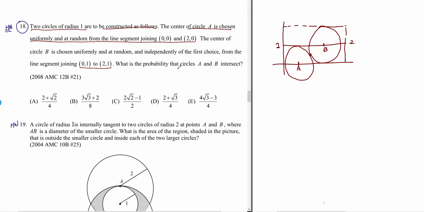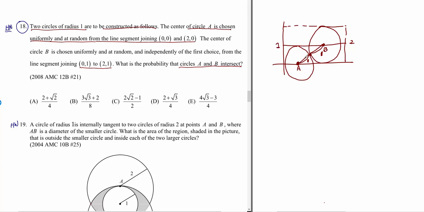Now we're going to find the probability that these two circles intersect. Sometimes they do, and sometimes, like this way, they are disjoint and do not intersect. To have an intersection, there is one restriction. I'm going to use the centers and make the line over here. This is the radius 1, and this is the radius 1.